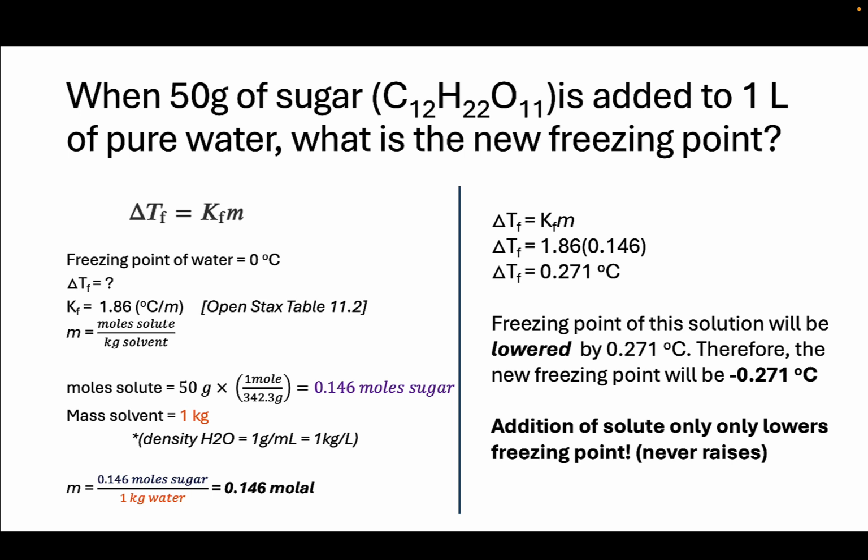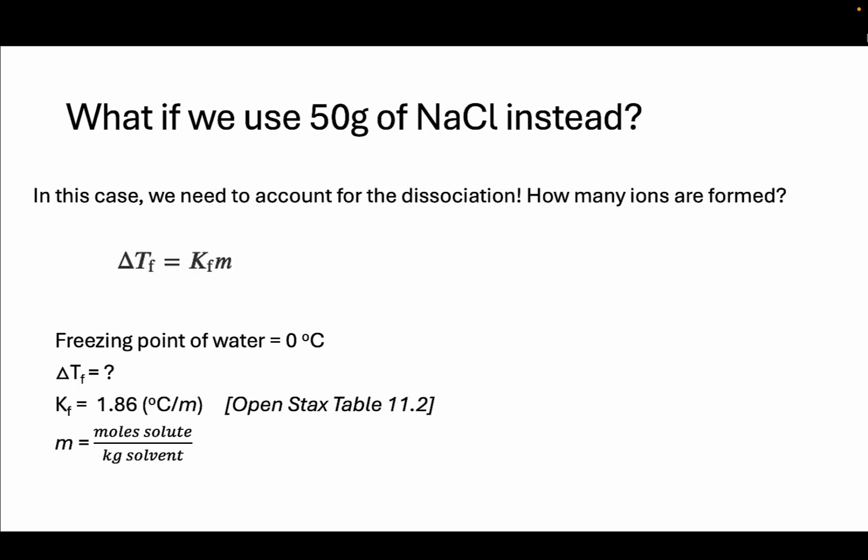We plug it in, we see that the freezing point depression is 0.271 degrees Celsius, and therefore the freezing point is lowered by 0.271. We're almost done. We need to actually state the new freezing point. This is freezing point depression, and our new freezing point will be negative 0.271 degrees Celsius. It only lowers the freezing point. It does not raise it. That is how this particular colligative property works, freezing point depression.